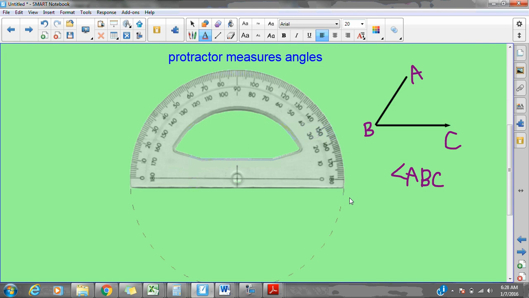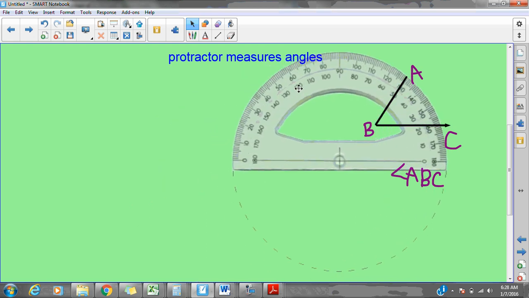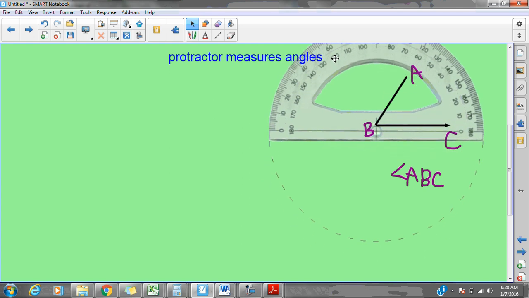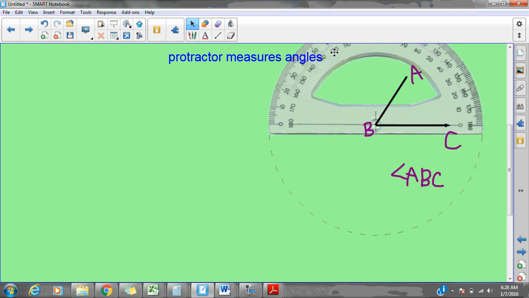A protractor has two sets of numbers here. You can see that it goes from 0 all the way to 180, and on this side it goes from right to left as well. I'm going to demonstrate on this angle ABC that I have here. When I move my protractor over, you always want to put the vertex, or the point of the angle, right in the circle, right in the middle where that point is.